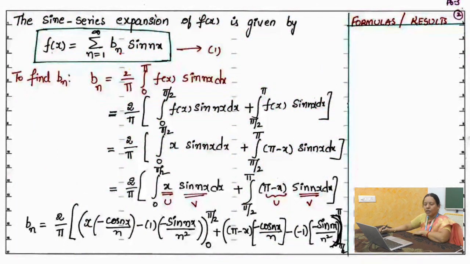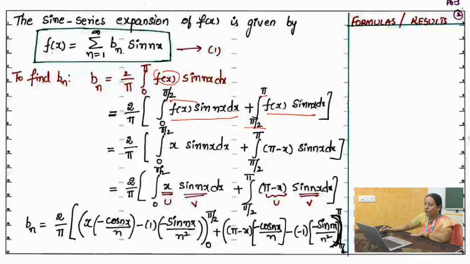Now to find bn, write down the formula for bn. What is the formula for bn? 2 by pi integral 0 to pi f of x sin nx dx. Now since it is a discontinuous function, your integral from 0 to pi can be split into 0 to pi by 2 and pi by 2 to pi. Write down 2 by pi integral 0 to pi by 2 f of x sin nx dx plus integral pi by 2 to pi f of x sin nx dx.